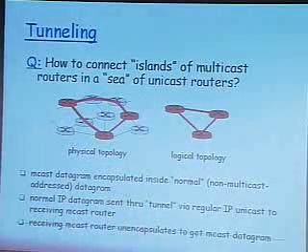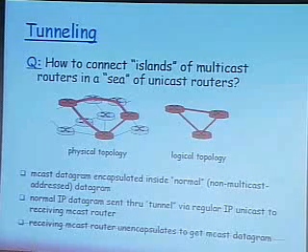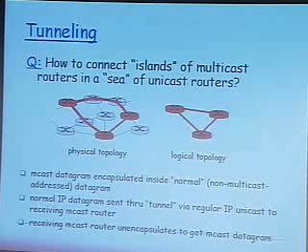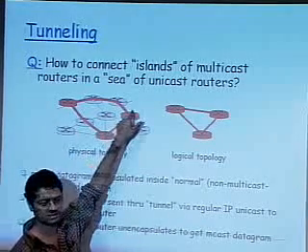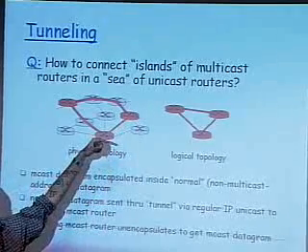And that tunneling is done via regular IP unicast. So the packet which is destined for a multicast address is encapsulated in an IP packet which is unicast. And at the end of the tunnel, that multicast packet is extracted and forwarded along as if it was a multicast packet.